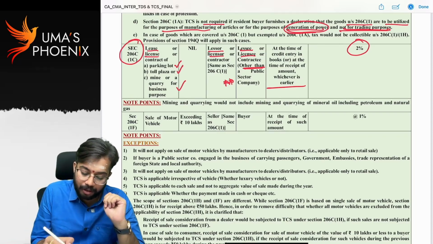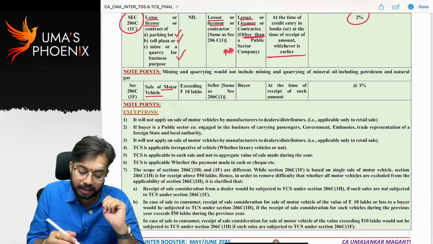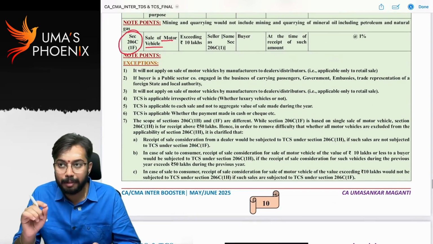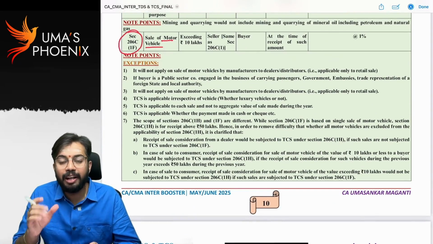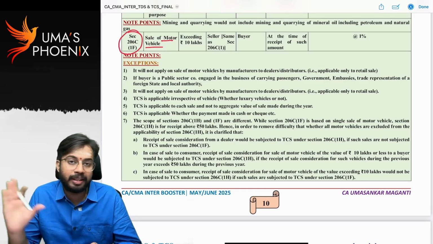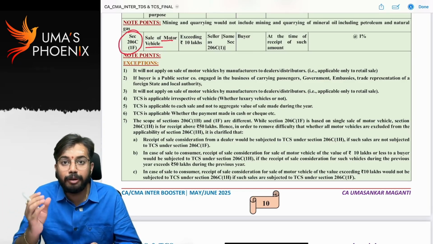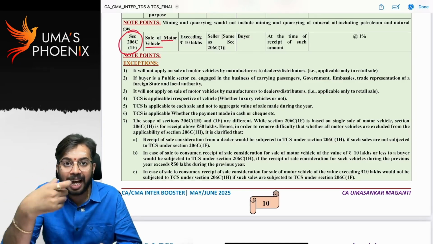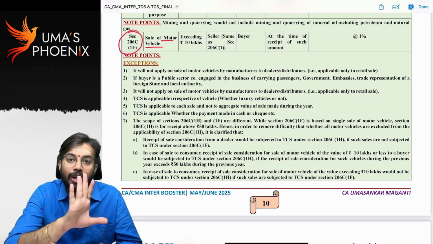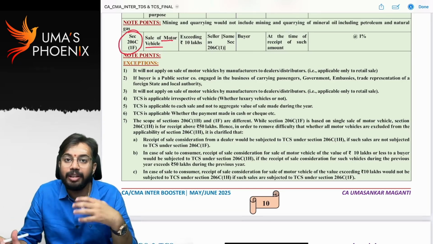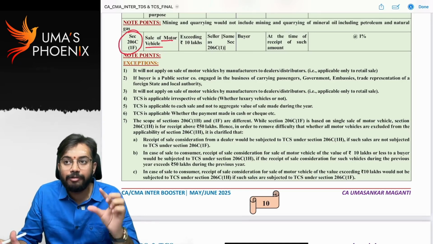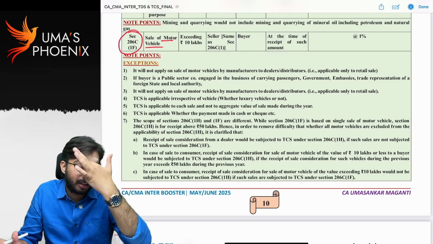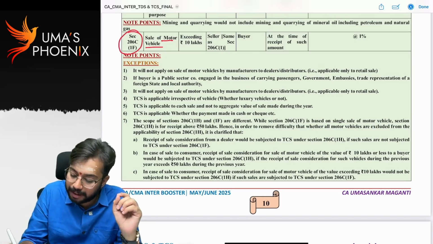Next, sale of motor vehicle. 206C1F. Whenever a motor vehicle is sold, my dear students, please remember, if the value of the motor vehicle is less than or equal to 10 lakhs, no TCS will be collected. Here value means before GST. That means taxable value of the car before GST. If such taxable value is less than or equal to 10 lakhs, no TCS will be collected in case of sale of a motor car. However, if the value of the motor car is more than 10 lakh rupees, TCS will be collected under section 206C1F at the rate of 1%. Is it clear?